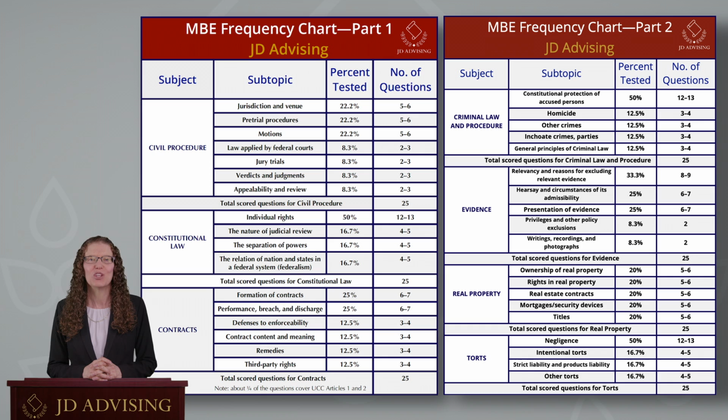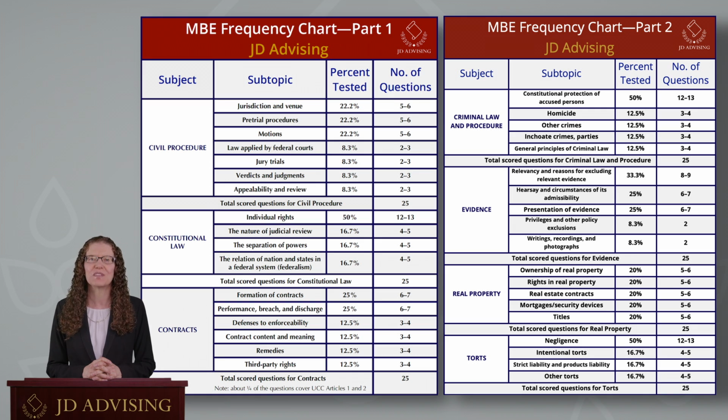Looking now at torts, you can see that the division of questions among various torts topics is not equal, with 50% of the 25 questions, which is 12 to 13 questions, covering negligence, while only 16.7% of the 25 questions, which is 4 to 5 questions, cover intentional torts. The same percentage and number of questions cover strict liability and products liability and other torts. This means that negligence is by far the most important torts topic to know for the MBE. In fact, negligence is one of the highest tested topics on the entire MBE.